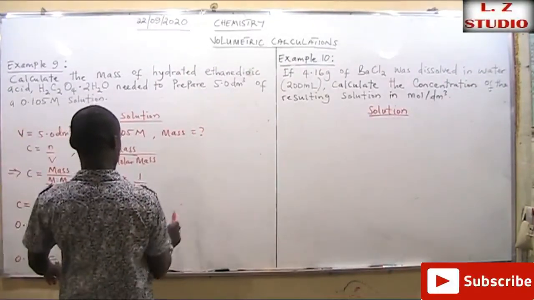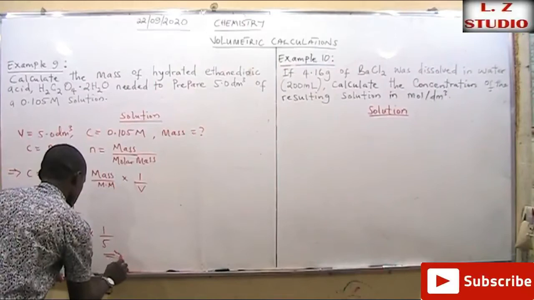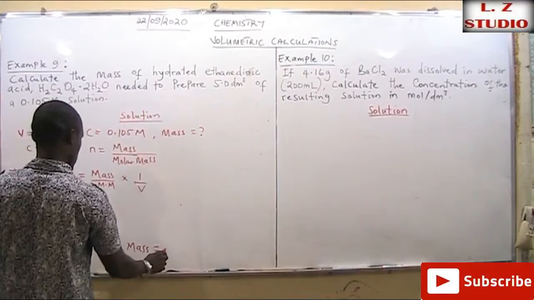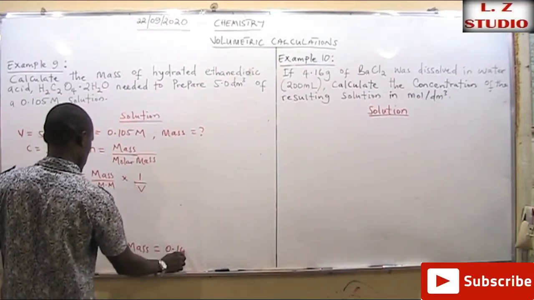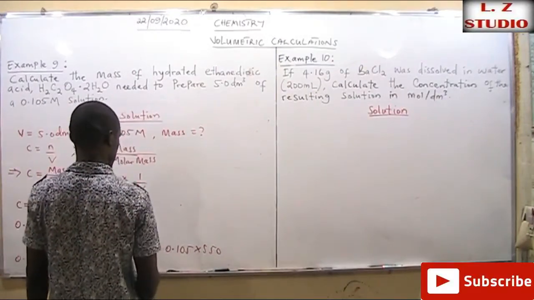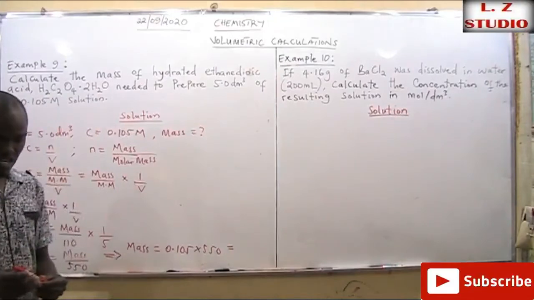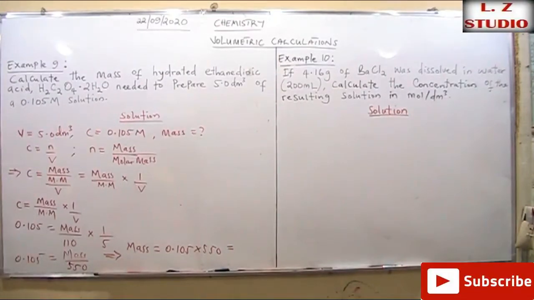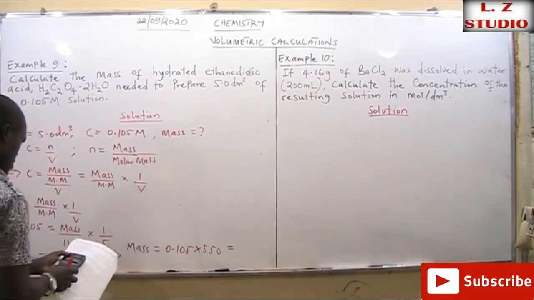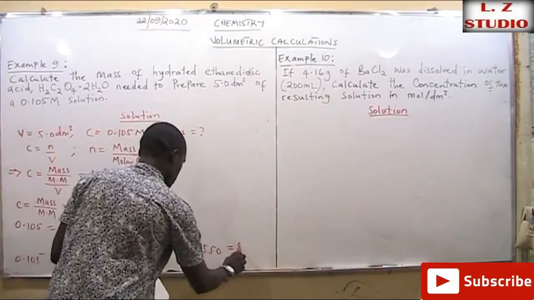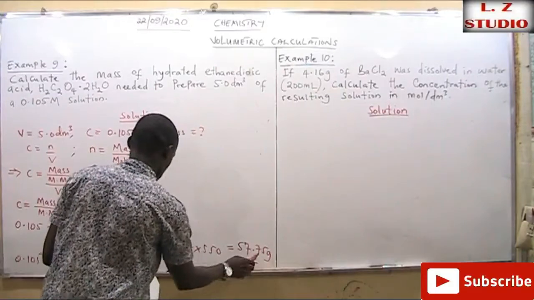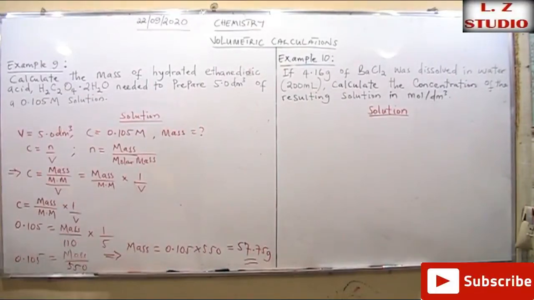So it implies that the mass of ethane dioic acid is now going to be equal to 0.105 times 550. So what do we have at the end of the day? We have 0.105 times 550, which is 57.75 grams as our final answer.